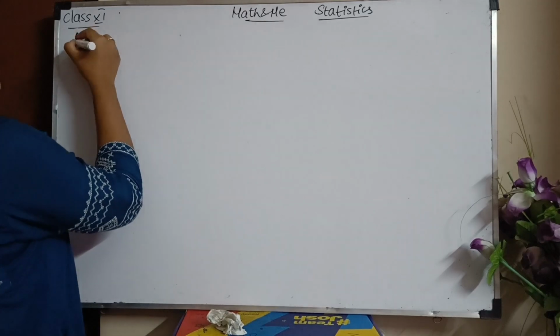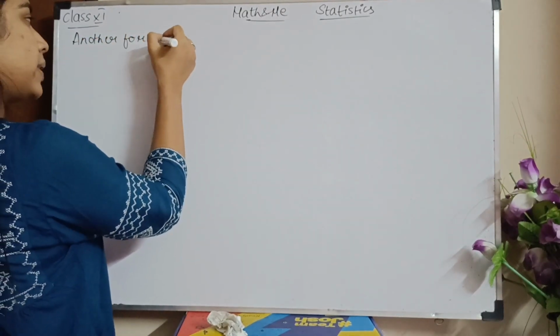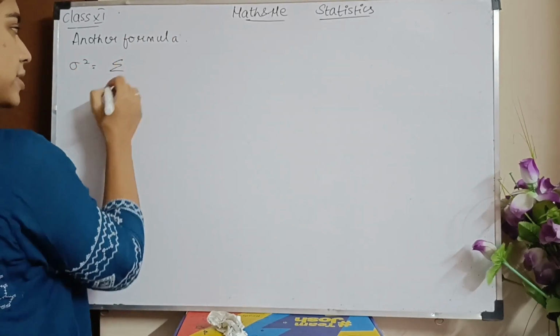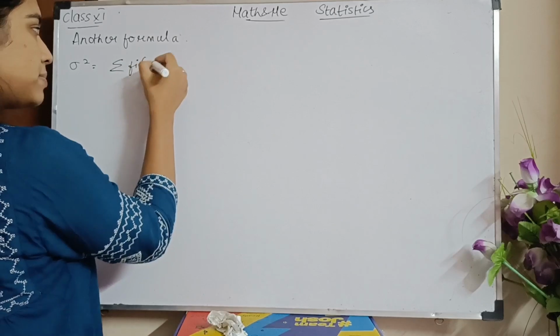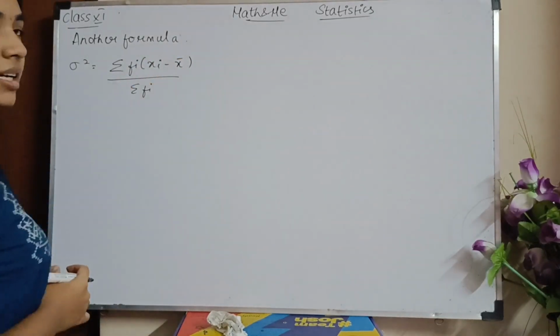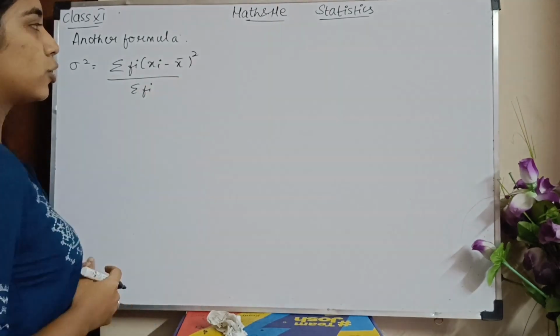So you have another simpler formula to find the variance. So what is your actual formula now? You have sigma square is summation of fi times (xi minus x bar) the whole square, divided by sigma fi. Correct? How can we write this more simply? Square, don't miss the square, okay?